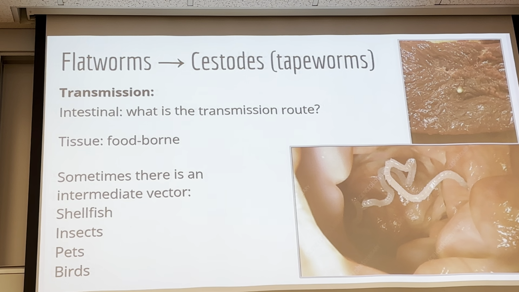So I'll talk a little bit more about intermediate vectors when we talk about one of the organisms in our next one, that it has to go through the intermediate vector or it will die. But these are also ways to transmit these cestodes, but our two that we're going to focus on are fecal oral and foodborne.